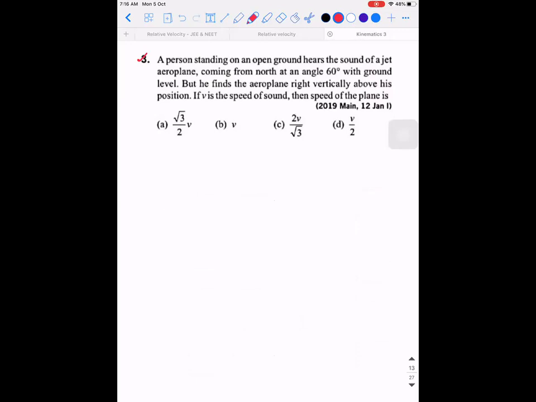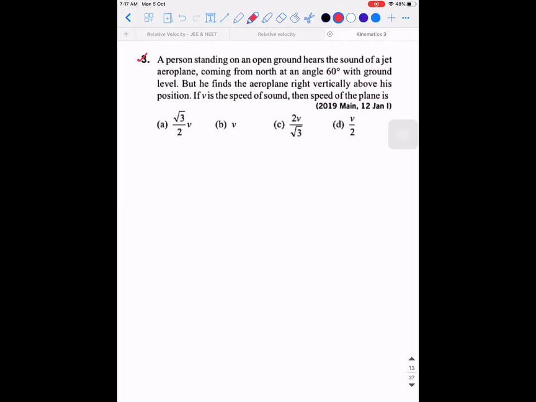So there is a person standing on an open ground. Here's the sound of a jet aeroplane coming from north at an angle 60 degrees with the ground level. Okay, but he finds the aeroplane right vertically above his position. If v is the speed of the sound, then the speed of the plane is. So what are they trying to say?